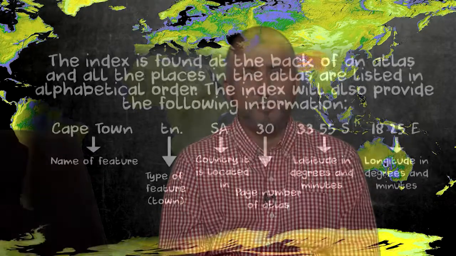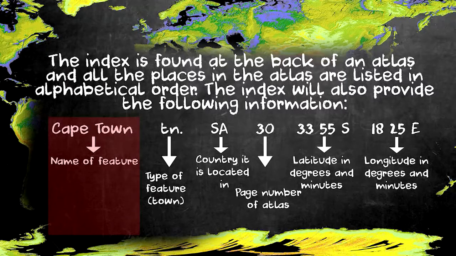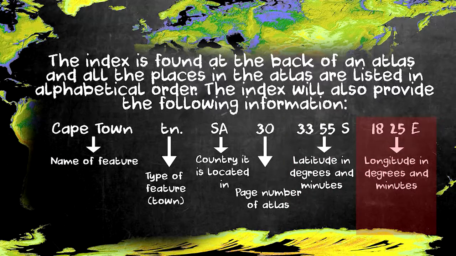If you look at the representation of what an index looks like, you can see in this illustration the information represented in a linear form. It's giving you the name of the feature, the type of feature, the country where you find the feature, and a series of numbers. You can see, for example, it's giving you latitude, longitude, as well as the direction in which you can find that place.